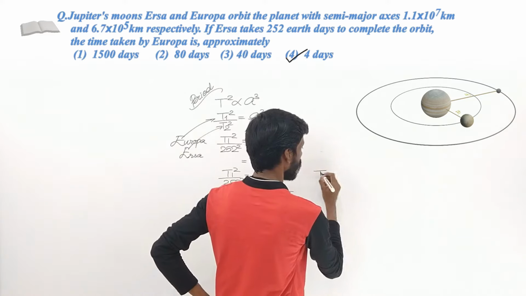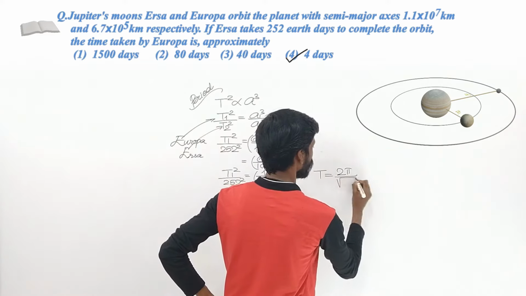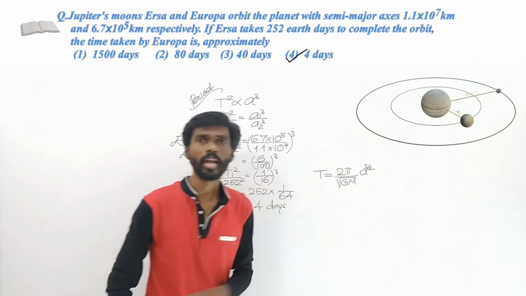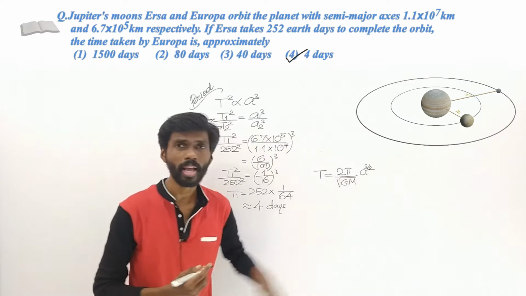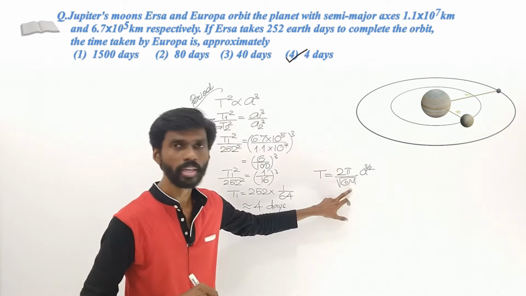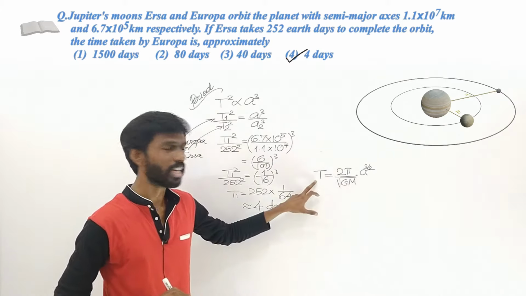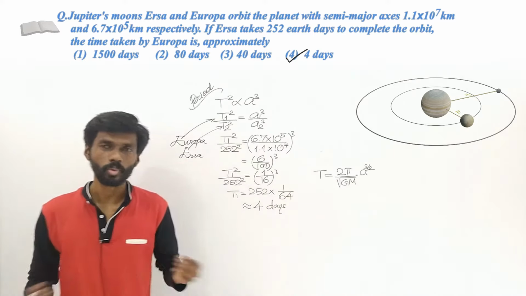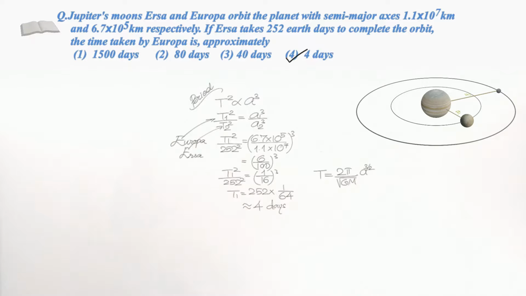So what is the formula for the time period, which is 2 pi divided by root GM multiplied by a to the power 3 by 2. So this time period also depends on the mass of the planet. So Jupiter is several times heavier than the planet Earth, so that makes the denominator so much bigger. So that is why the time period is very less, just 4 days compared to the moon of the planet Earth.